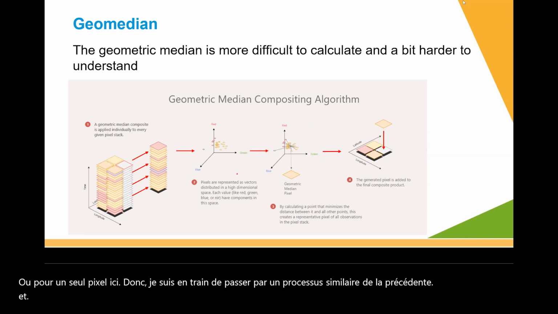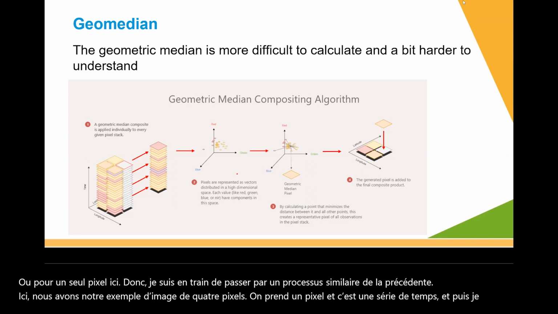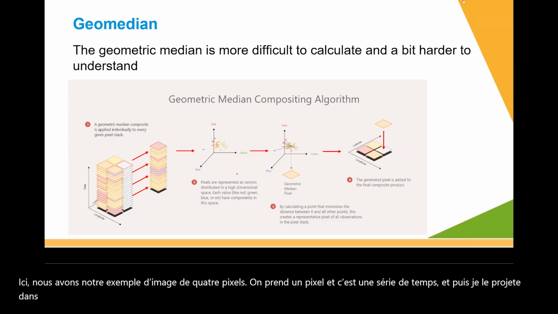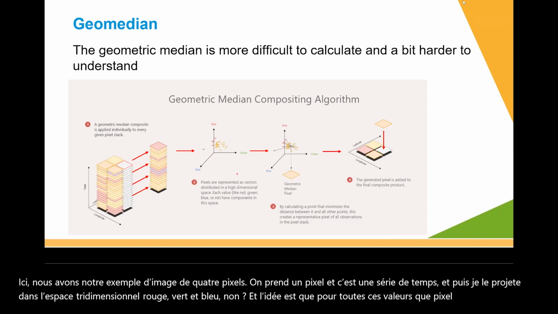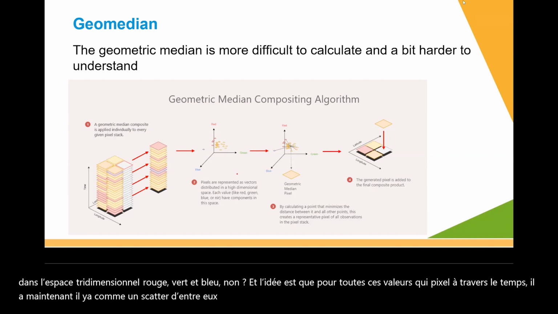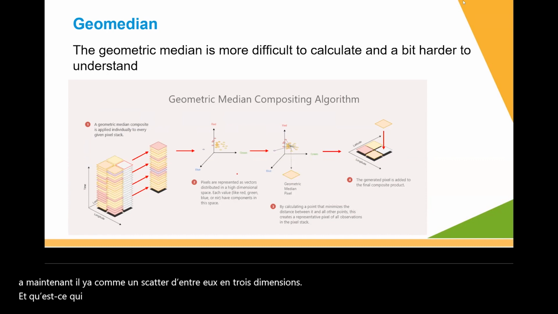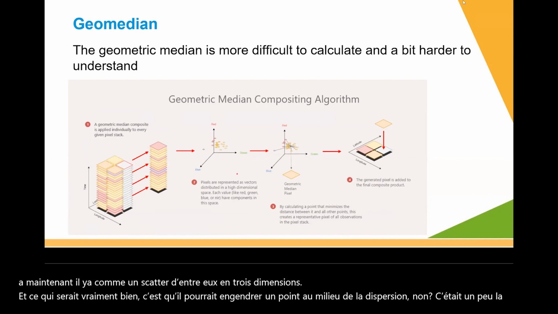Here we have our example 4-pixel image. We're taking 1 pixel and its time series, and then I'm projecting it into the red, green, and blue 3-dimensional space, right? And the idea is that for all those values of that pixel through time, there's now a scatter of them in 3 dimensions. And what would be really nice is if I could create a point in the middle of this scatter, right? That was kind of the average of all of them, at the center.